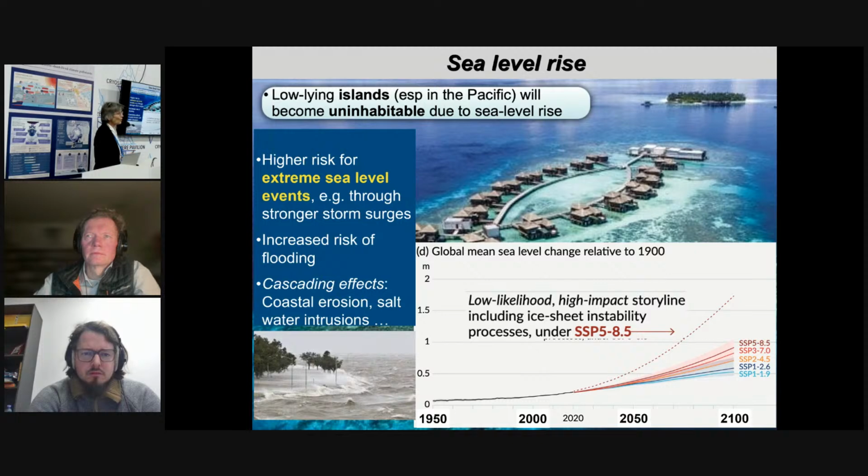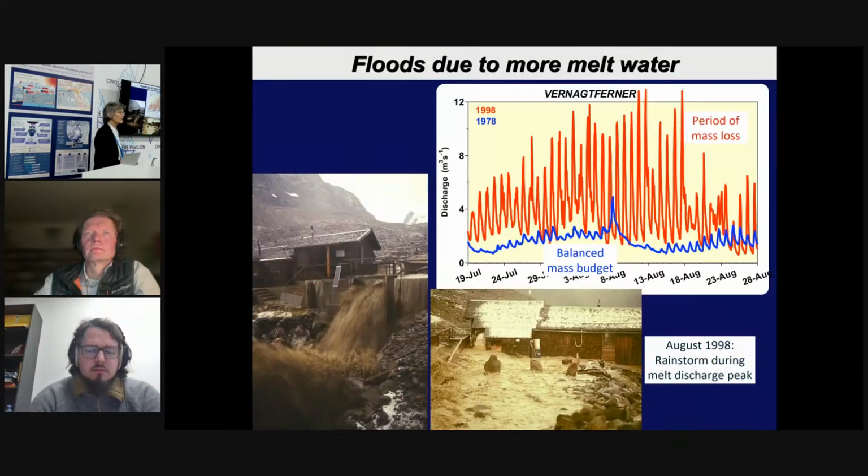But it's, of course, not only the mean sea level rise. What is also important is that this will increase the risk of extreme sea level events, like through stronger storm surges, increased risk of flooding, and also cascading effects like increased coastal erosion, saltwater intrusions, and so on. Also, glacier retreat can lead to more floods, has an impact on the water resources and stream flow.